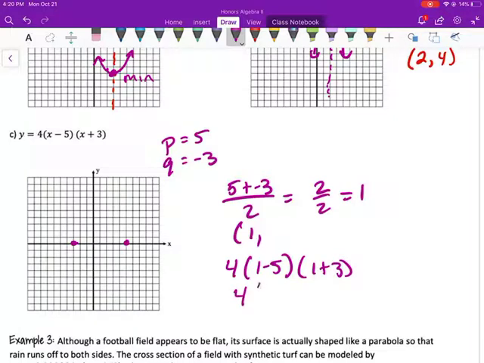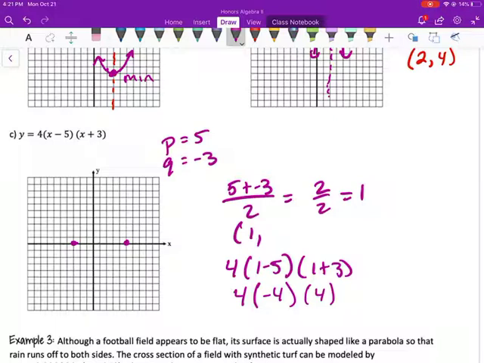That gets me 4 times -4 times 4. Ew. Not that nice of numbers, huh? Did I mess something up? Let's see. 5, -3. Add those together.